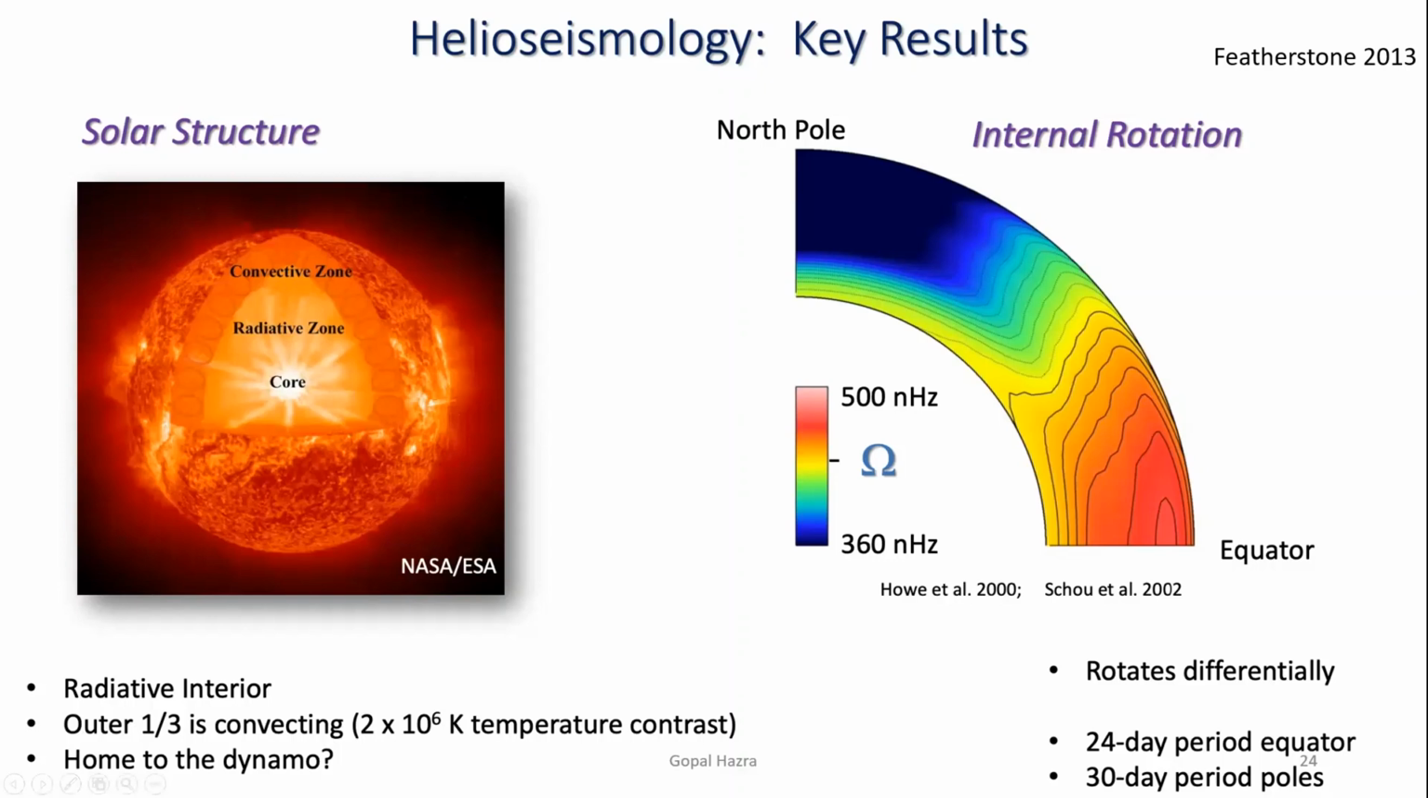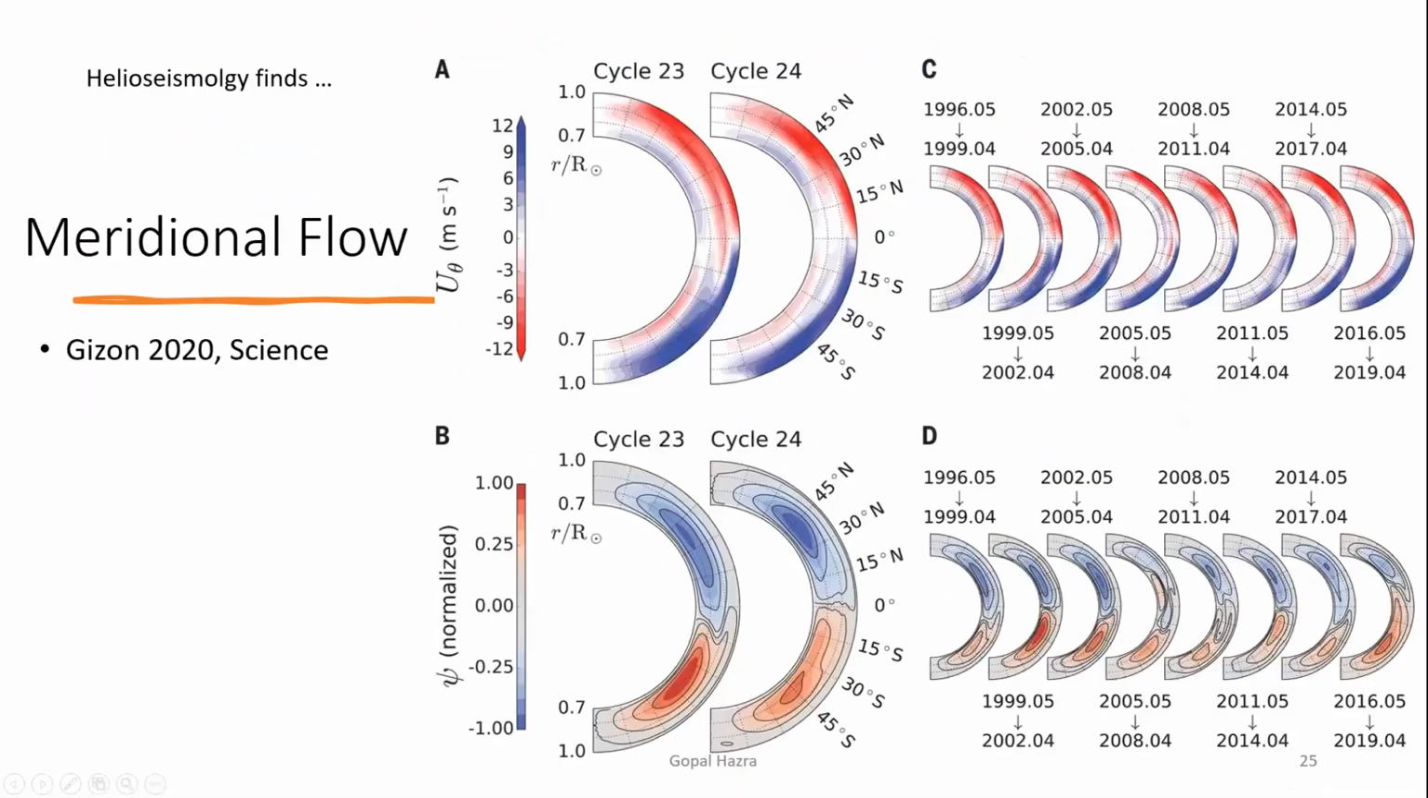Now we go a little bit deeper. Helioseismology found a flow called the meridional flow. This is also to relate it to the Earth. In the Earth's atmosphere, we have a kind of meridional cell, and in the sea, the Pacific and Atlantic have the Gulf Stream or something, a specific flow. These are called meridional flows.